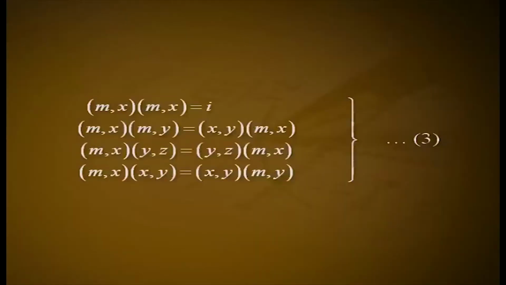Cycle (m x) into (m x) is equal to I. Cycle (m x) into (m y) is equal to cycle (x y) into cycle (m x). Cycle (m x) into cycle (y z) is equal to cycle (y z) into cycle (m x). Cycle (m x) into cycle (x y) is equal to cycle (x y) into cycle (m y). Equation 3.